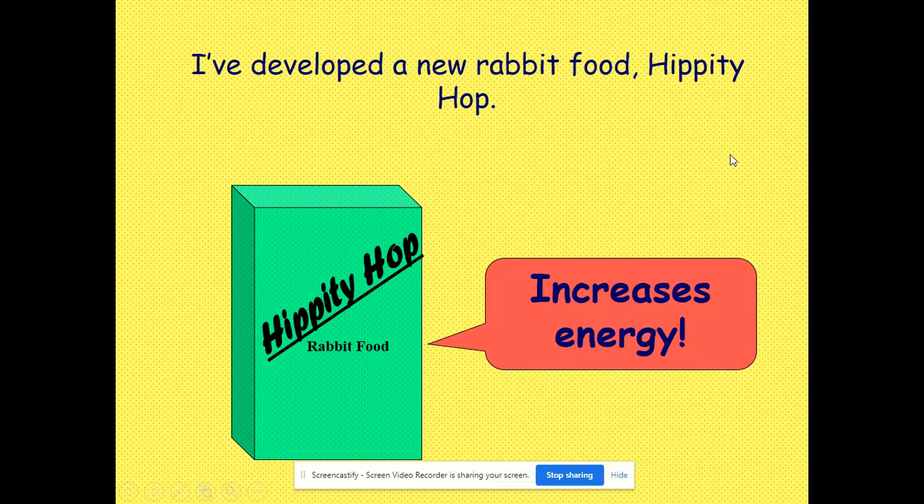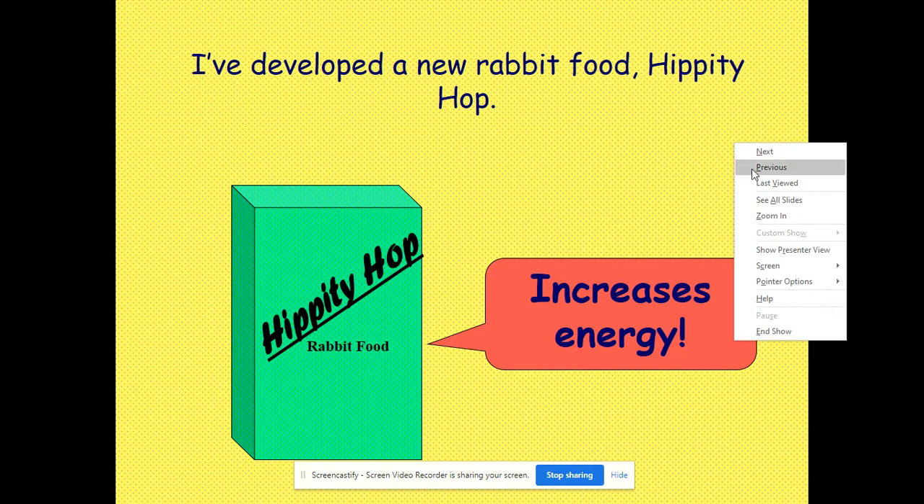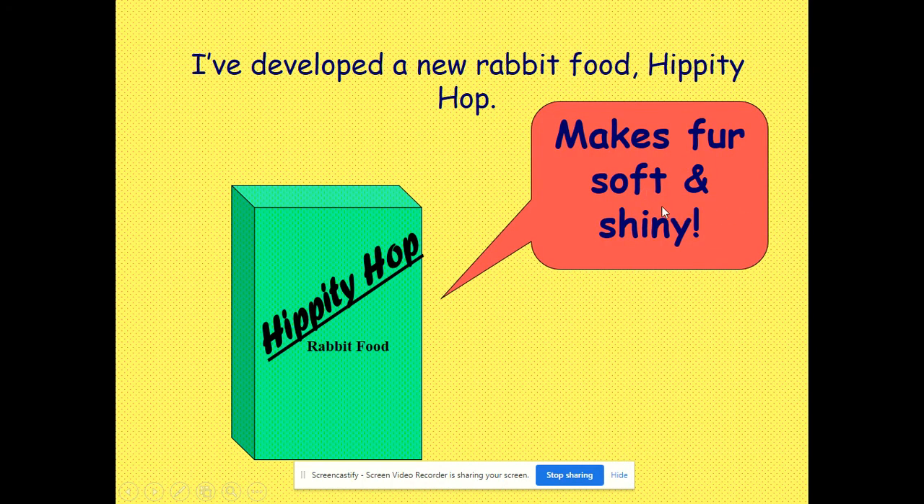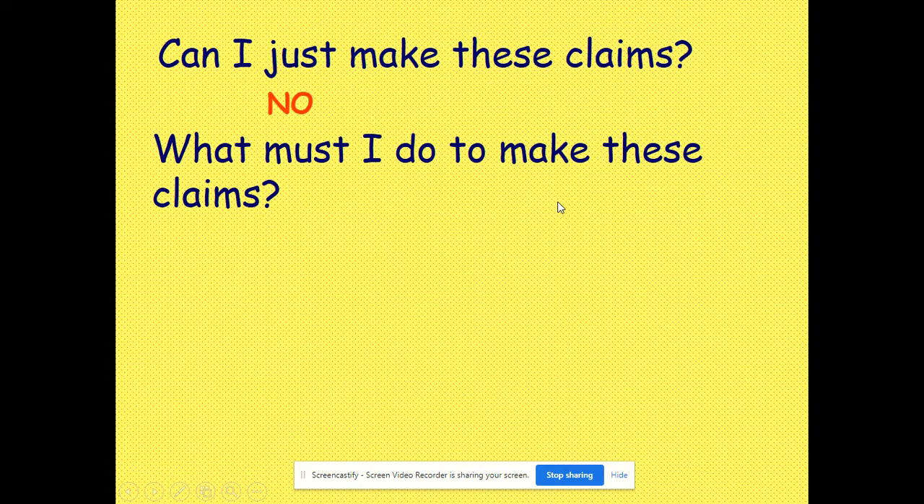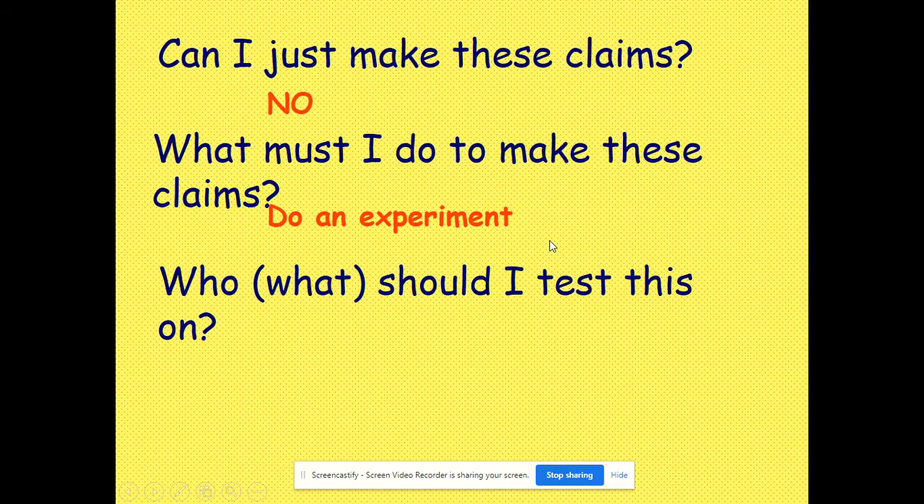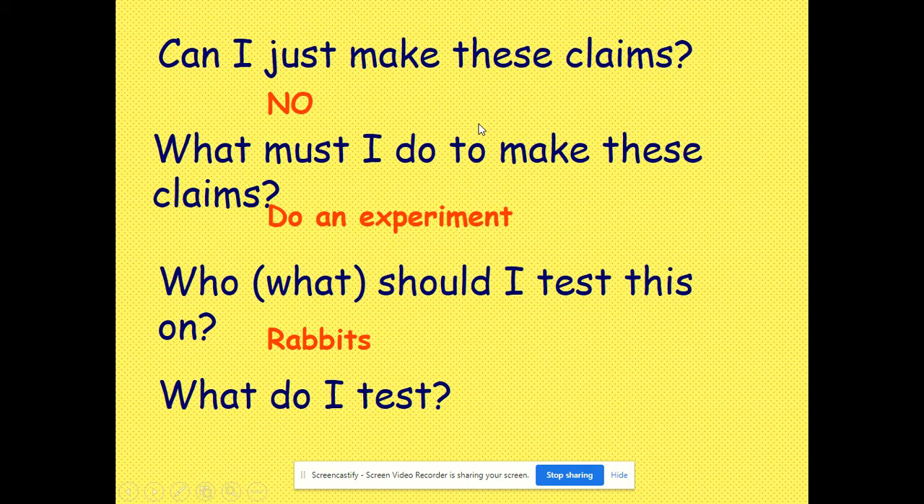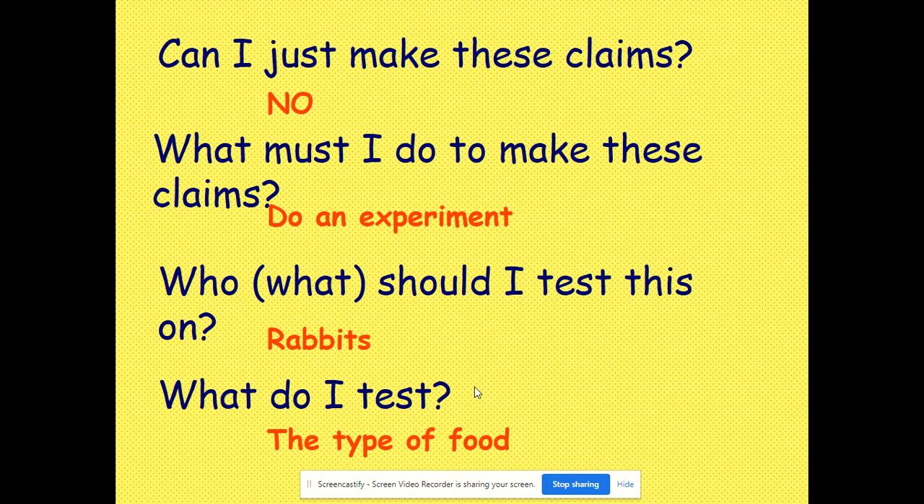Based off of the conversation we just had, in order to say that it actually does increase energy, I have to do an experiment. If I have to see if it actually makes the hair soft and shiny, I have to do an experiment. So can I just make the claims? No. What must I do to make them an experiment? What or who should I test my experiment on in this scenario? The rabbit. And then what am I testing? If it does what I say it does. So I'm going to be testing the food, and that was kind of a weird question. I'm testing specific things. I would actually do different experiments for each one of those. I don't like the way that one's asked.